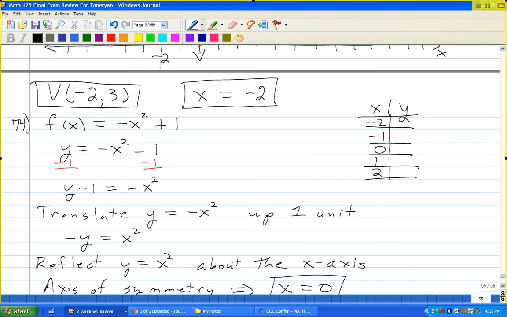A -2 squared is 4, and change the sign, so it's a -4, plus 1 is a -3. A -1 squared is 1, change the sign, so it's a -1, plus 1 is 0. 0 squared is 0, change the sign, but it's still 0, plus 1 is 1. 1 squared is 1, change the sign, so it's -1 plus 1 is 0. 2 squared is 4, change the sign, -4 plus 1 is -3.